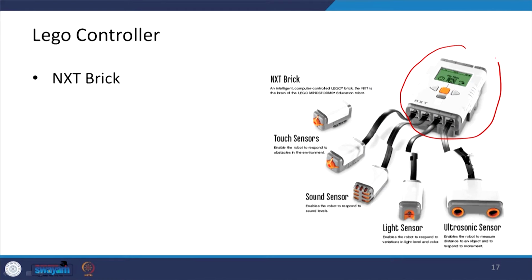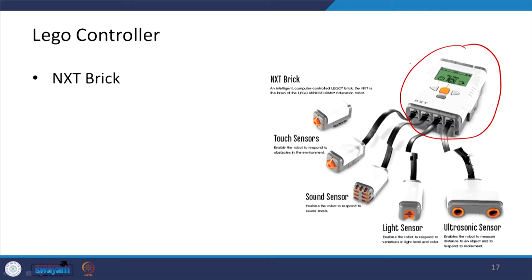So we have actuators, we have sensors, and we have the Lego controller, which is the NXT brick. This part is basically the controller part, what we call the NXT brick. This is an intelligent, computer-controlled Lego brick. The NXT, we can say, is the brain of the Lego Mindstorms educational kit.